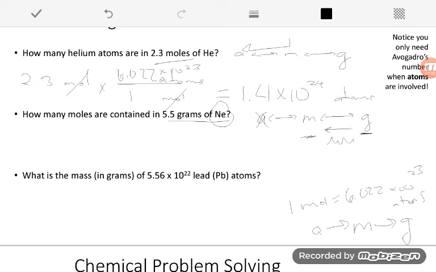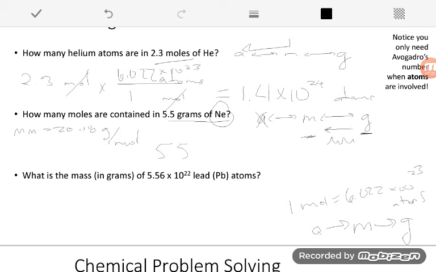So the first thing we want to do is look up neon in the periodic table and look at the number right below its box. So the molar mass of neon is 20.18, and we need to remember that that implies units of grams per mole. Molar mass is always in grams per mole. Now we can do our conversion.